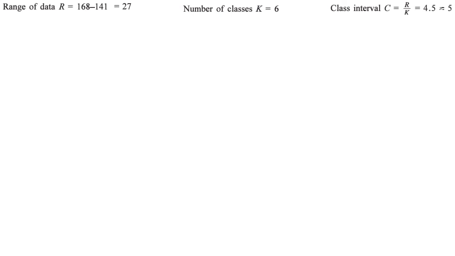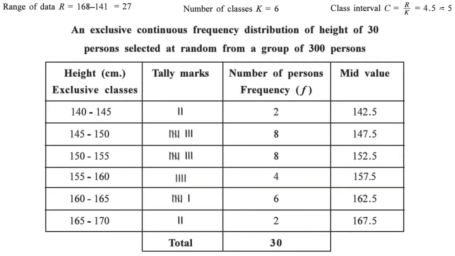So I will show you the answer. An exclusive continuous frequency distribution of height of 30 persons selected at random from a group of 300 persons. Height, exclusive classes: as I told you, the classes were 140 to 145, then 150, then 155, then 160, then 165, and so on. After telemarking, check whether you got these answers or not. We were also supposed to calculate the mid values of each class.